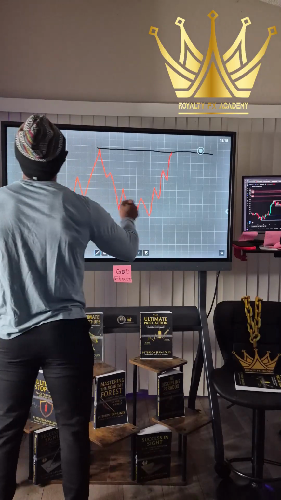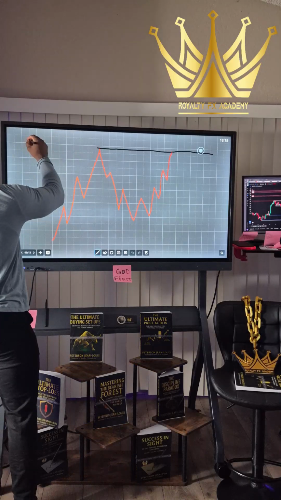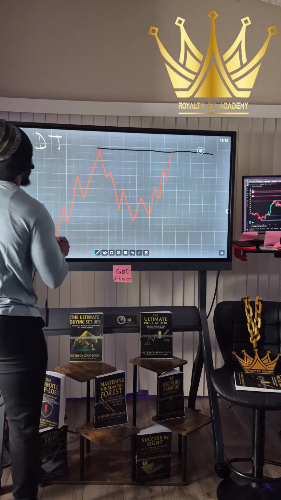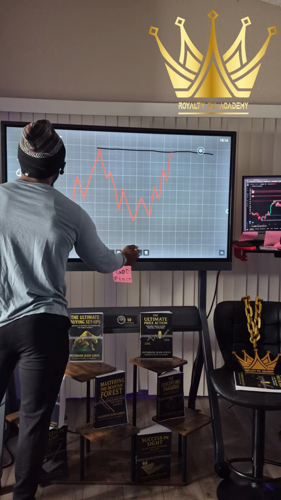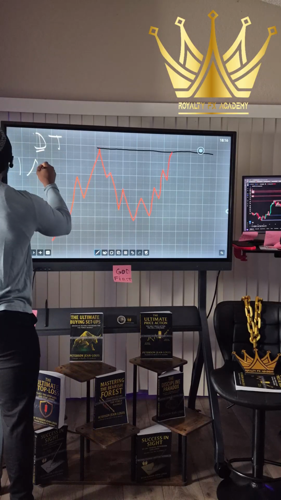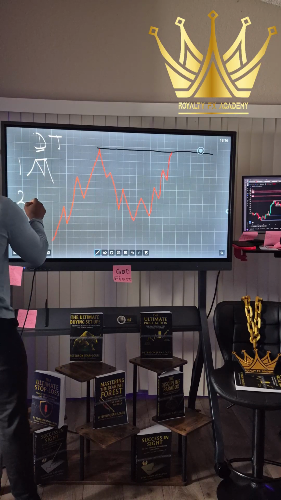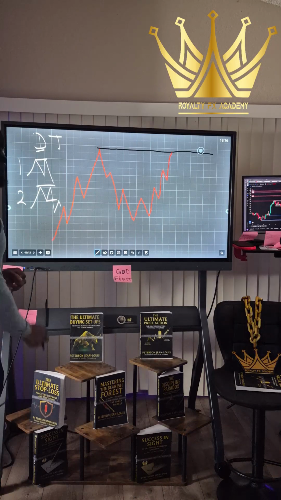Now, with that being said, setup number one. So when it comes to sales, we have two types of sales. Type one is the DT. So I'm talking about a double top, where the market gives you a double top to sell, and then setup two, where the market gives you a break and retest after the double top to fall. So we're going to cover a few different variations of double tops that I do have in my book.